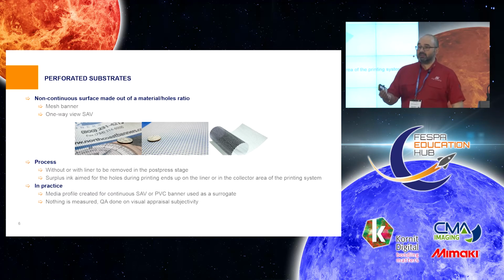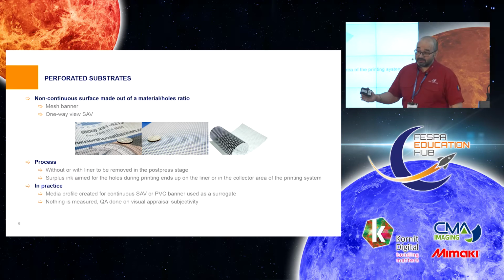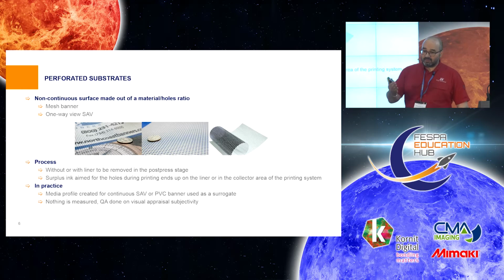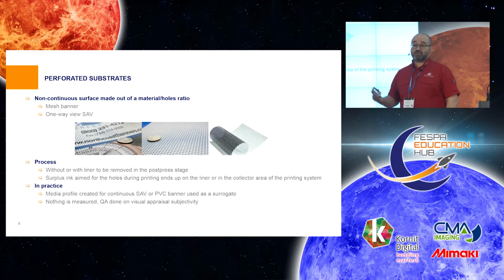The substrate can come with a liner, because this is related to the addressability of the printing technology. Some printing technologies require that your perforated substrate have a liner. Some other technologies simply have an ink collector, so the ink that is passing through the holes ends up in this ink collector. But the question here is, how do we measure this?